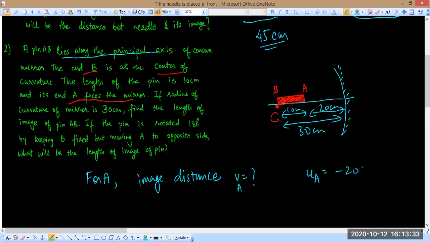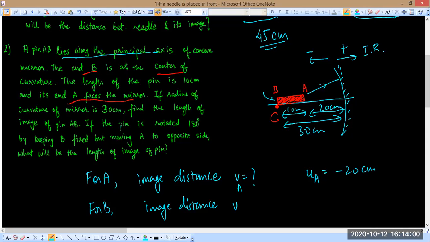So UA is equal to minus 20 centimeter, because if this is the object, light will come from the object and hit the mirror. So incident side, right side positive, left side negative, because this is the direction of the incident ray. For B, everything is very clear, right? The image of B is at the same distance because it is at the center of curvature. So VB is clearly equal to minus 30 centimeter because it is at C.